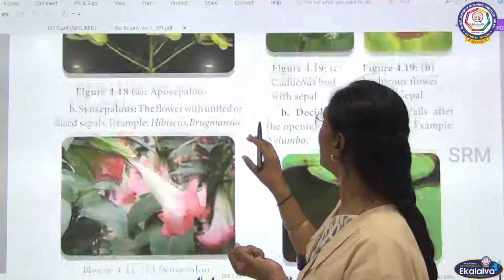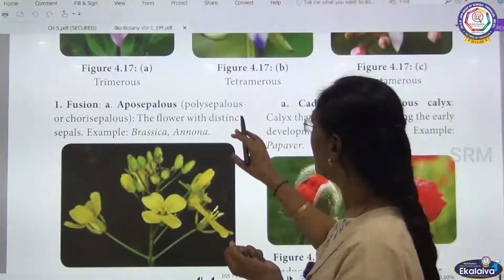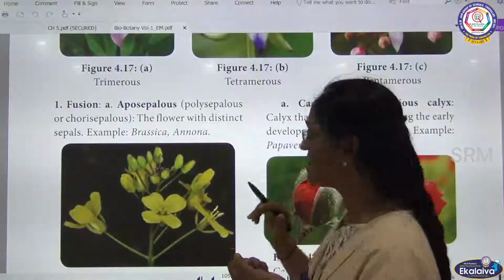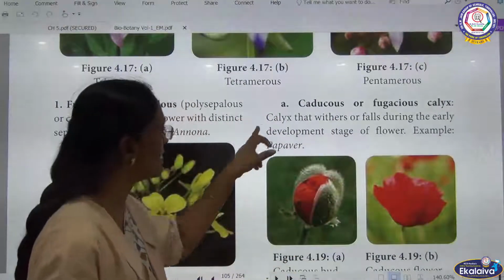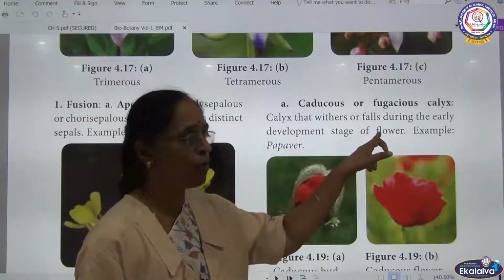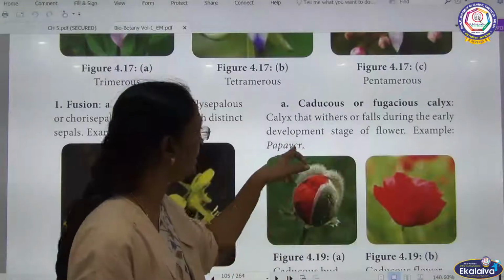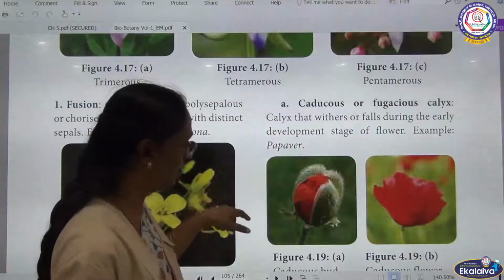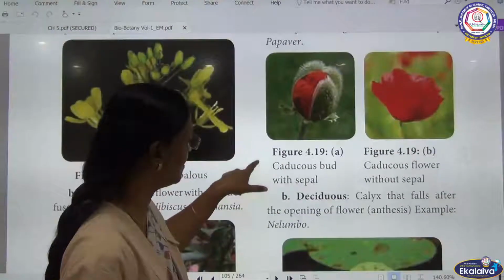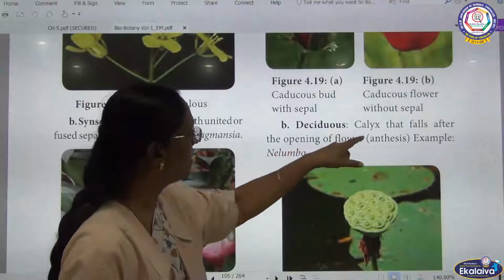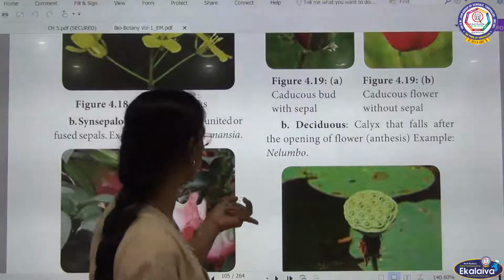Here you will find that the calyx may be caducous or fugacious. That is the calyx that withers or falls during the early development stage of the flower. Then you call it caducous, which you will find in Papaver. And the other one is deciduous. What is deciduous? If the calyx falls after the opening of the flower, you call it deciduous.